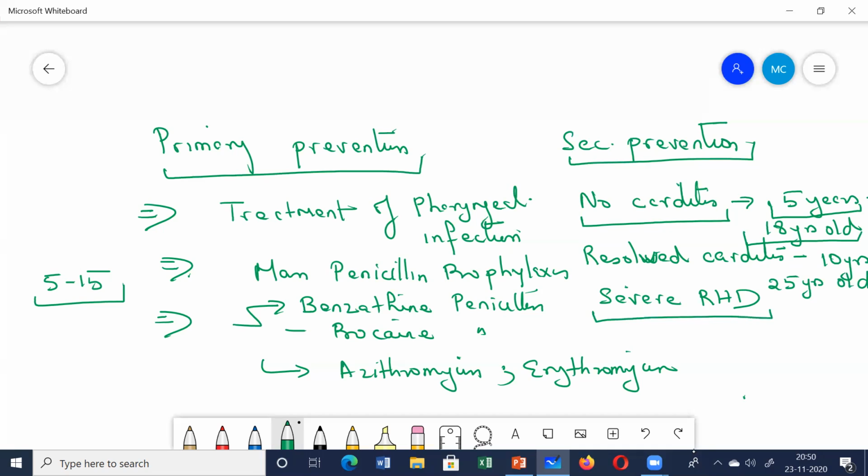If the patient has developed severe RHD or surgery was required, in those cases you have to give the prophylaxis lifelong, or at least till the patient is 40 years old, at least till the age of 40 years, preferably lifelong. Right? Now, what am I saying? Prophylaxis for 5 years. What prophylaxis are we going to give? That I'll just tell you.